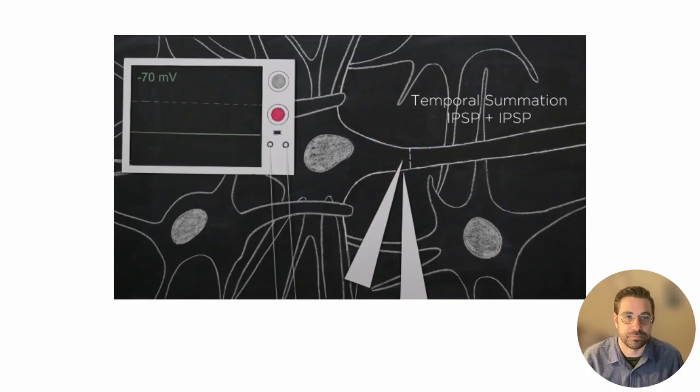Let's take a closer look at the temporal summation of two EPSPs in slow motion. In summary, each neuron continuously integrates the many signals from the many synapses covering its membrane over time and space.